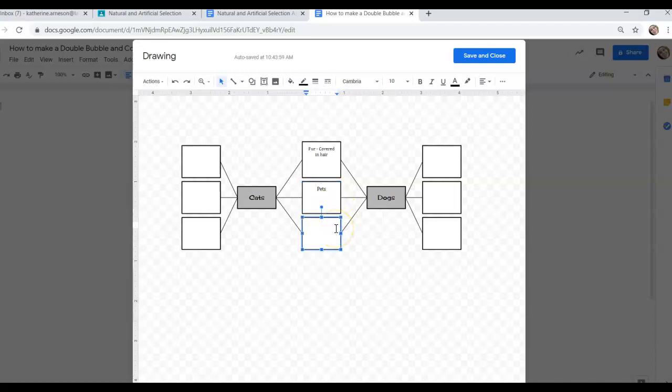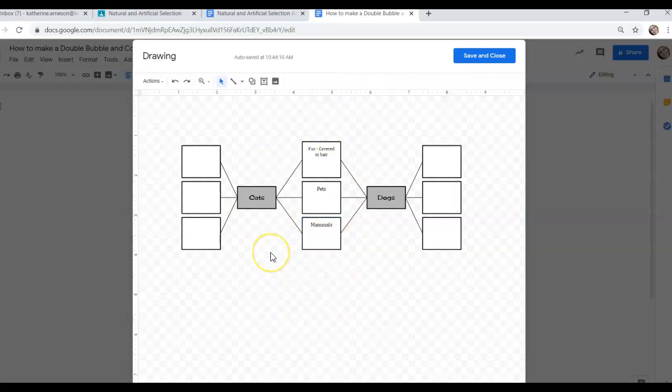Let me see, what's one other thing they have in common? I'm a science teacher, so the thing that comes to me is that they're mammals. Mammals are a type of organism that give live birth. They're warm-blooded, and they have mammary glands, that just means boobs, to feed their young. So those are some things that dogs and cats have in common.